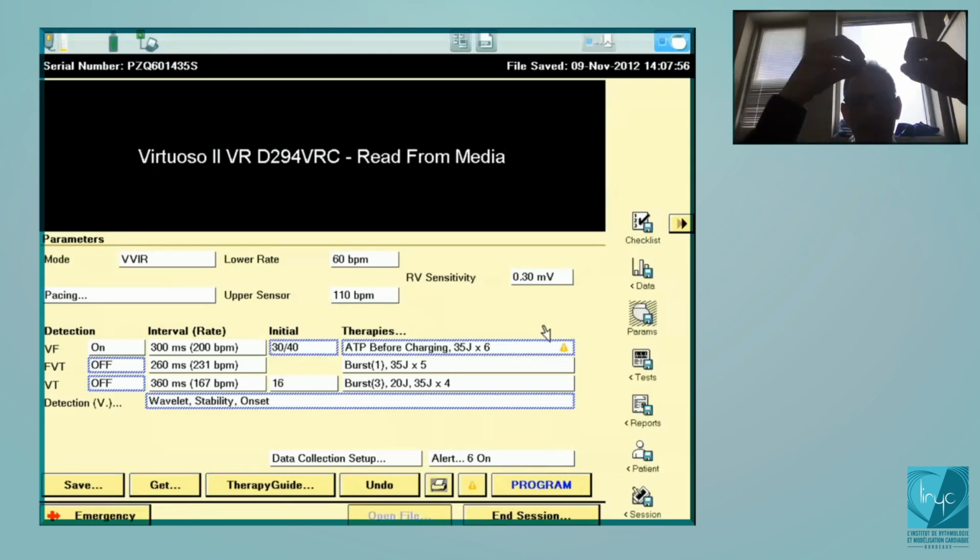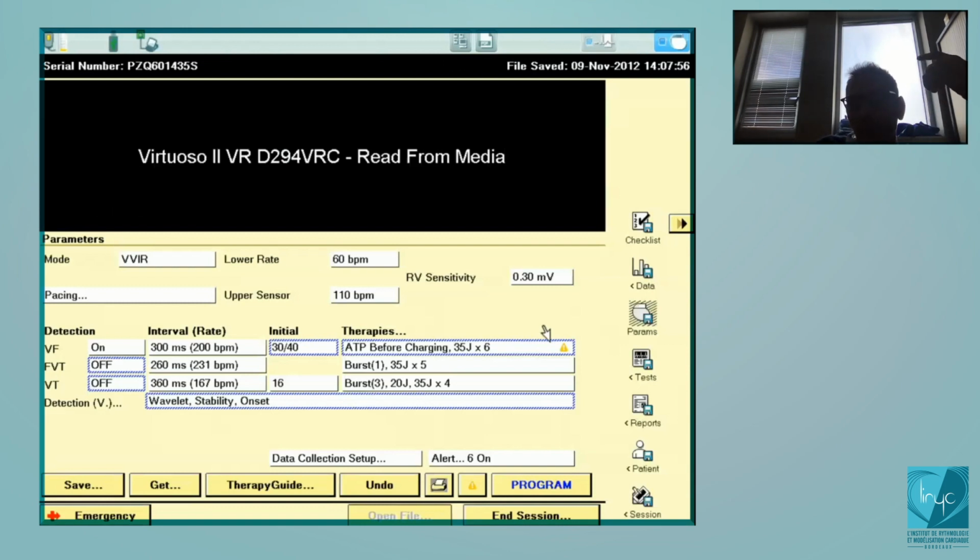So you see, that's a possibility. That's a singularity of Medtronic devices. In all the other ones, in the VF zone, you can only deliver 1 ATP. So in Medtronic, with a rate of 200 beats per minute like this, you can deliver 2 episodes of ATP, okay? So that's a first specificity.